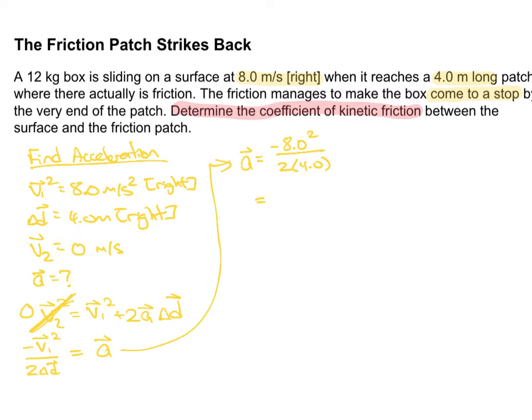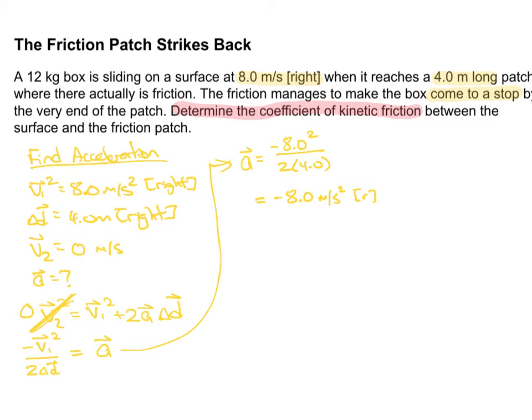Okay, this mental math's not bad. It'll be -8 because 2 times 4 is 8. And so 8 squared divided by 8 is 8. And it's negative because negative divided by a positive is a negative. Okay, so there's my acceleration.